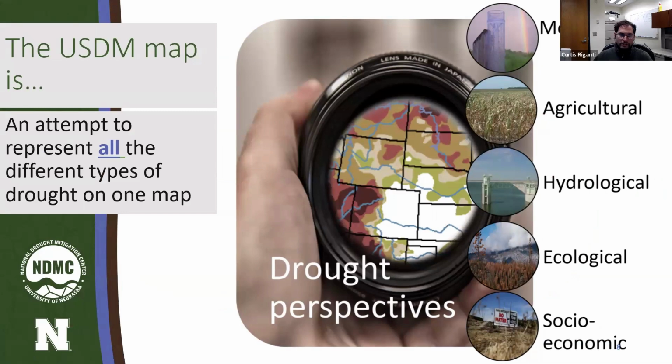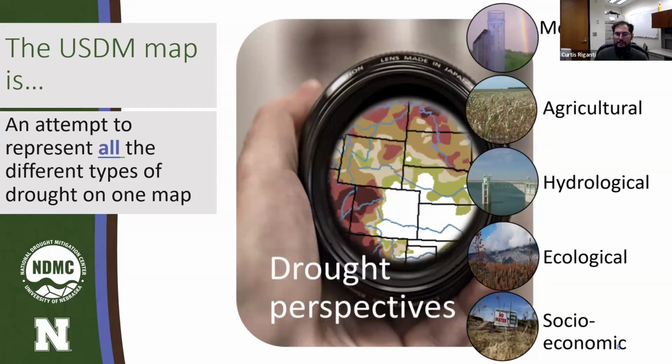So what is the US Drought Monitor exactly? What we're trying to do with the US Drought Monitor is represent all different types of drought on one map, which can be a little bit difficult in some ways because we're trying to show how drought is affecting different parts of the water cycle.